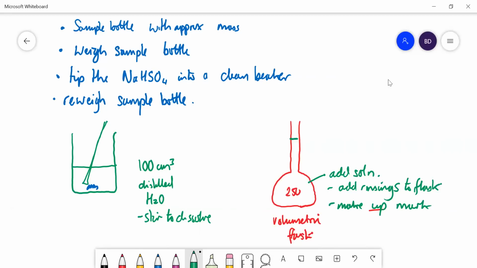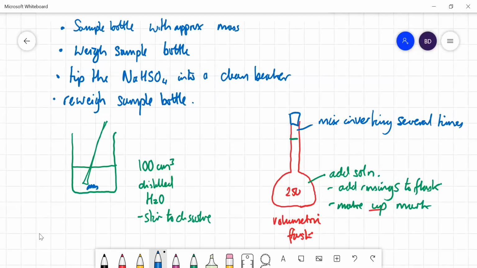And finally, when you've done that, I think it's pretty important to say that you should put a stopper in it, and you should mix it by inverting several times. If you don't invert it, it won't mix up properly. You won't have a uniform concentration there. Mix by inverting several times. That is the method. Sometimes that's a 6-mark question. It's only 4 marks there. That's all the things you need to say.